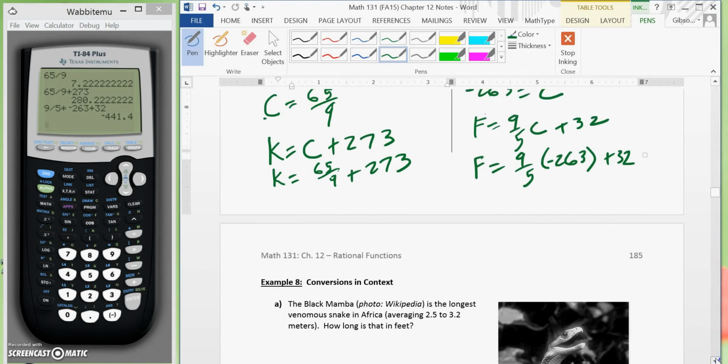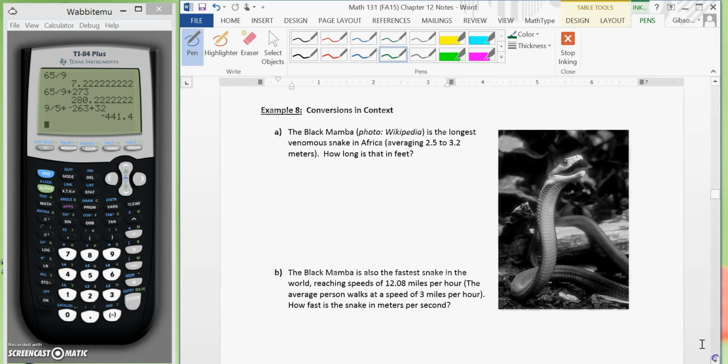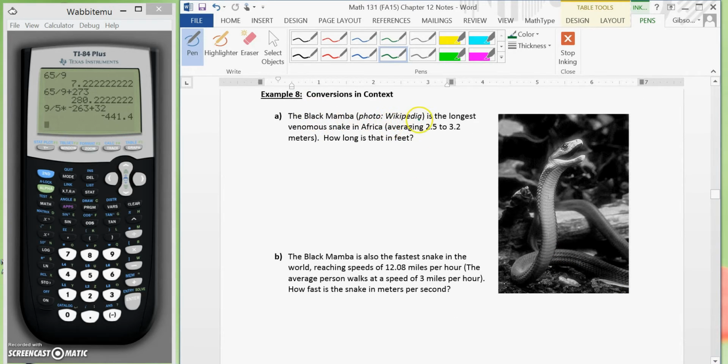Now, we scroll on to the next page. It says, Black Mamba, photo Wikipedia, is the longest venomous snake in Africa, averaging 2.5 to 3.2 meters. How long is that in feet? So we're actually going to get two answers. We're going to take 2.5 meters and change it to feet, and also take 3.2 meters and change it to feet. And we'll round to one decimal place.